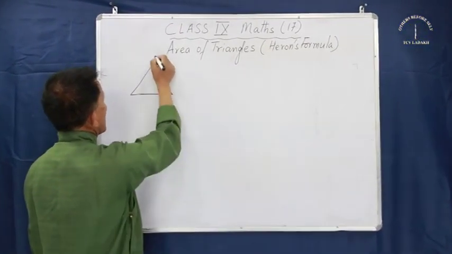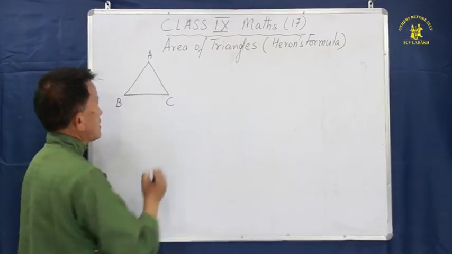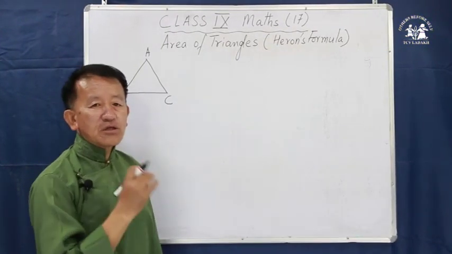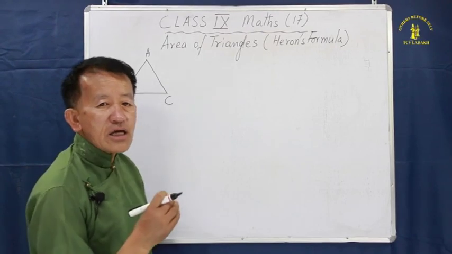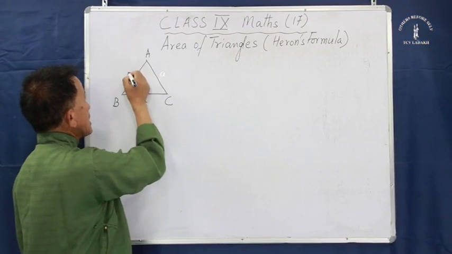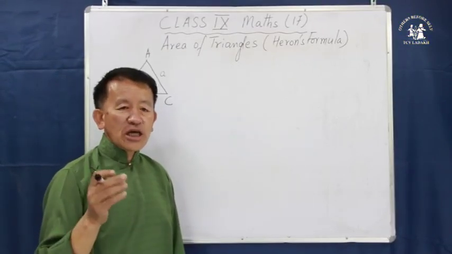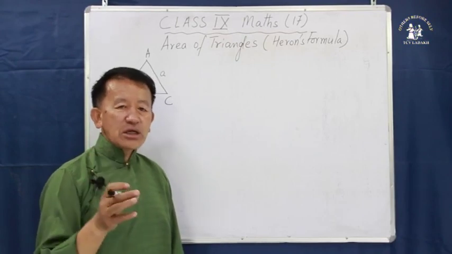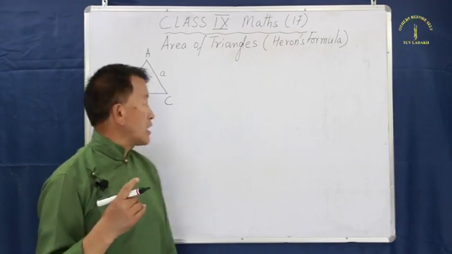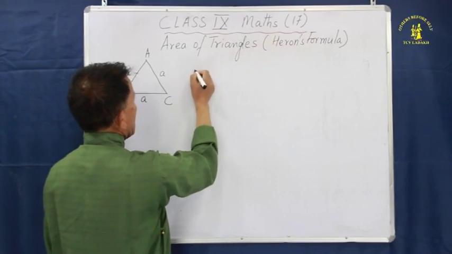Triangle, equilateral triangle. It's an equilateral triangle ABC. An equilateral triangle is a triangle whose sides are all equal, so let us say each side is a. The a can be any unit, it could be 8 centimeter, 8 meter, okay. So directly, Heron's formula.